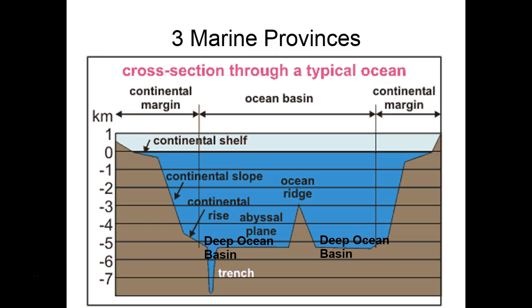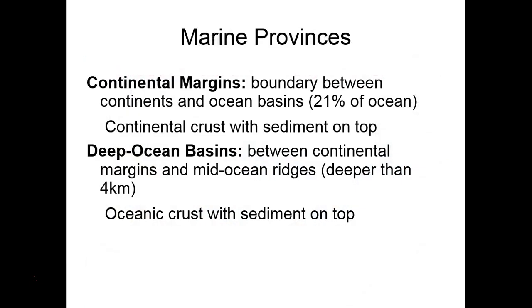Then we have the deep ocean basin. So the deep ocean basins are between the continental margins and our next province, which are mid-ocean ridges. So the deep ocean basins are areas in the ocean that are generally deeper than 4 kilometers. And they are made up of oceanic crust with sediment on top.